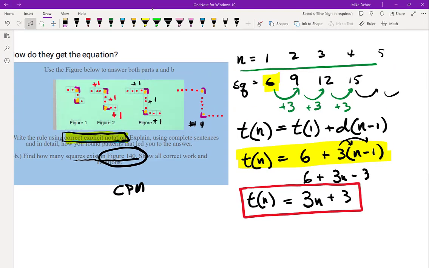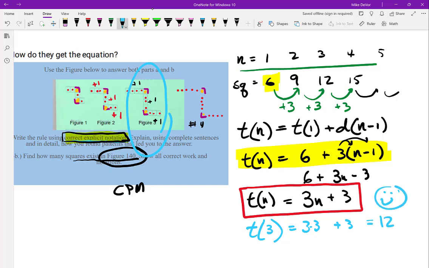So let's just test it once, okay? So at 3 here, I'm supposed to have what? 12, right? So I'm supposed to have 12. So if I put a 3 into here, t of 3 equals 3 times 3 plus 3. So of course that does equal 12.